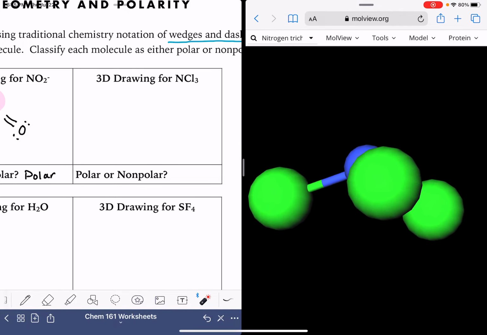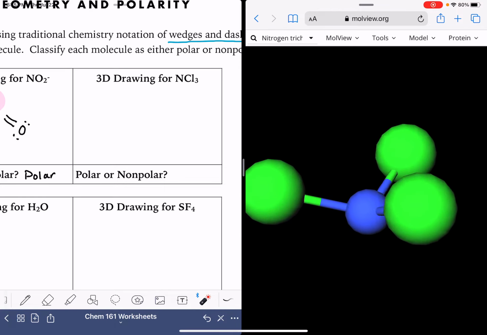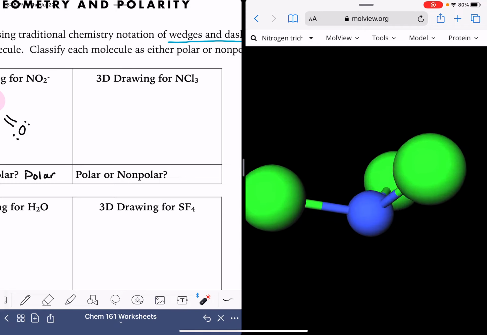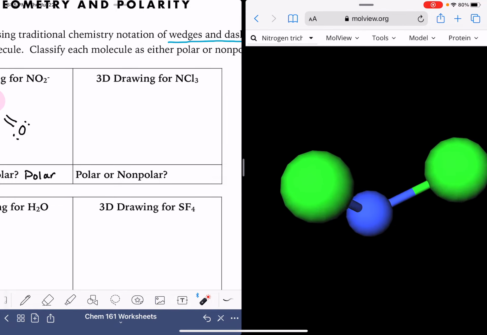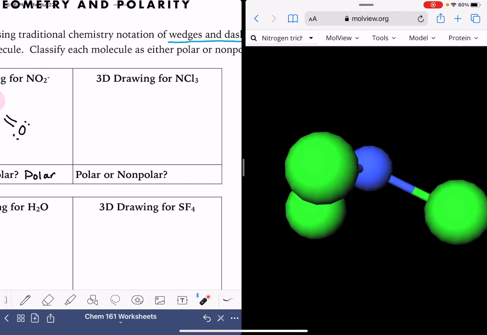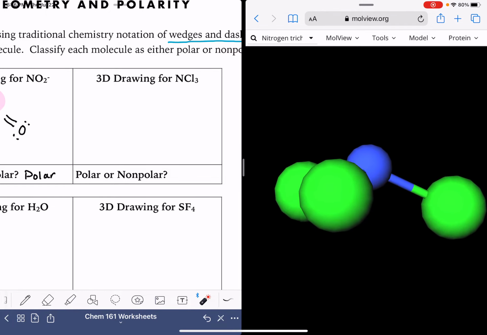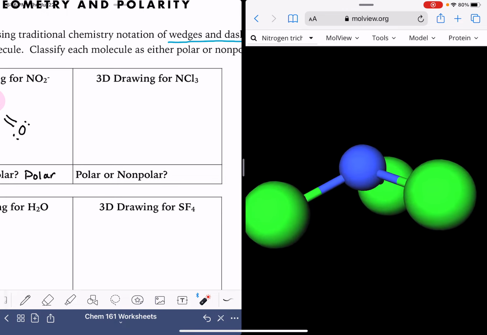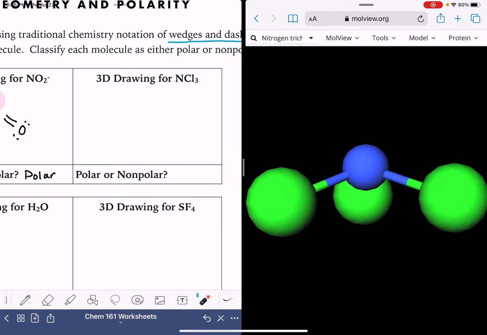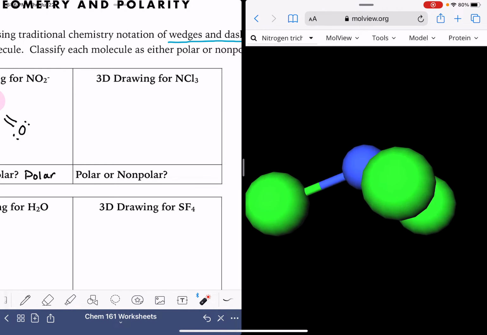And as I rotate this around, one of the things that hopefully you notice is that the nitrogen and the chlorines are not all in the same plane like we saw with the NO2. So the nitrogen atom, if I rotate it like this, is raised up, like it's kind of buckled up a little bit higher than the chlorines. There's also a lone pair of electrons on that nitrogen as well.